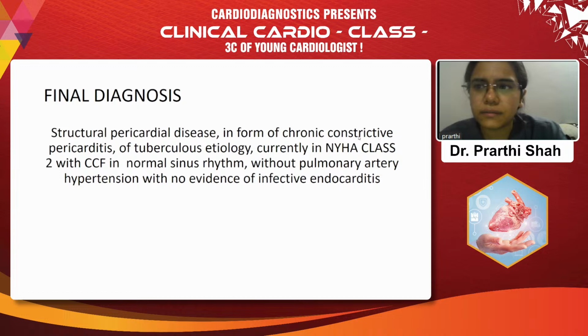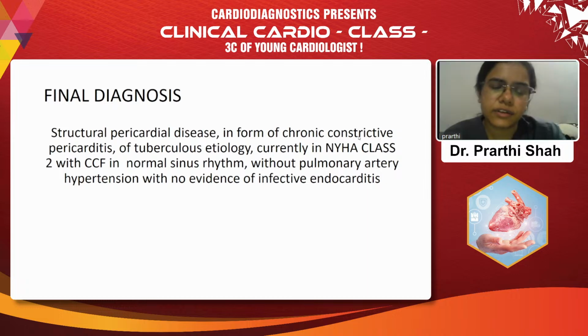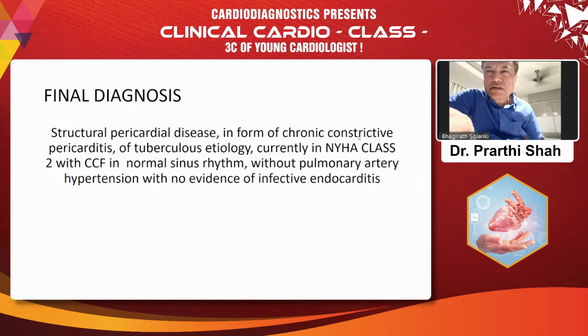Yes, sir, should I move forward? Yeah. So my final diagnosis is a structural pericardial disease in the form of chronic constrictive pericarditis of tuberculous etiology, currently in NYHA class 2 with CCF in normal sinus rhythm, without pulmonary arterial hypertension, with no evidence of infective endocarditis. What about the ascites?